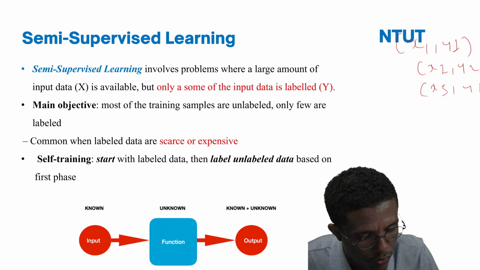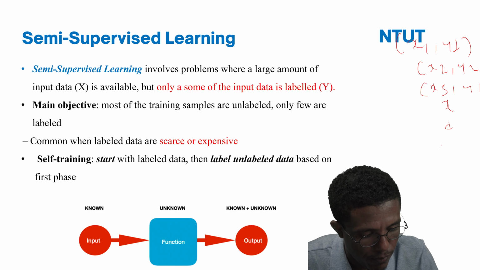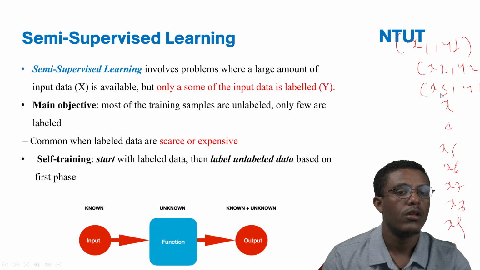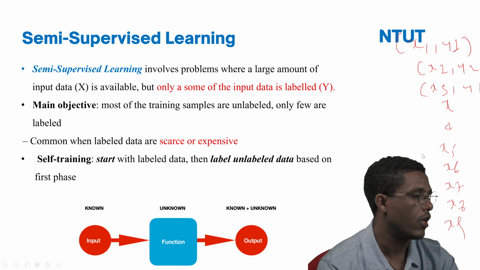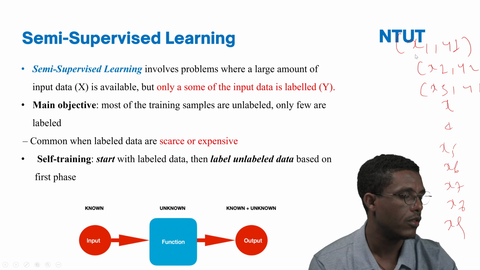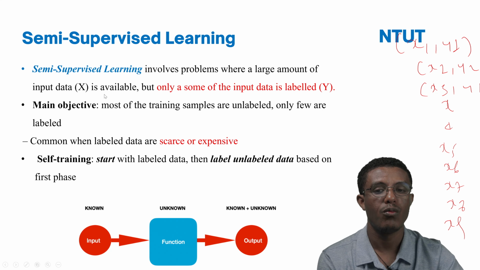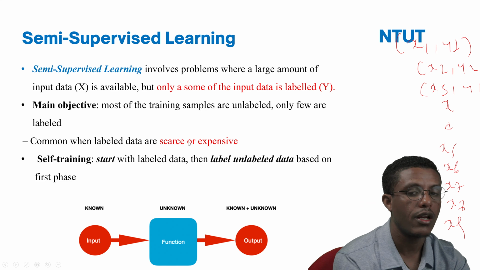And then some of the data is x4, x5, x6, x7, x8, x9, like that. So some of the data is labeled, but the majority of the data is not labeled. That means the unlabeled data is learning from the labeled data. This is important, especially when labeling the data is scarce or expensive. So we try to teach the algorithm based on some labeled data.